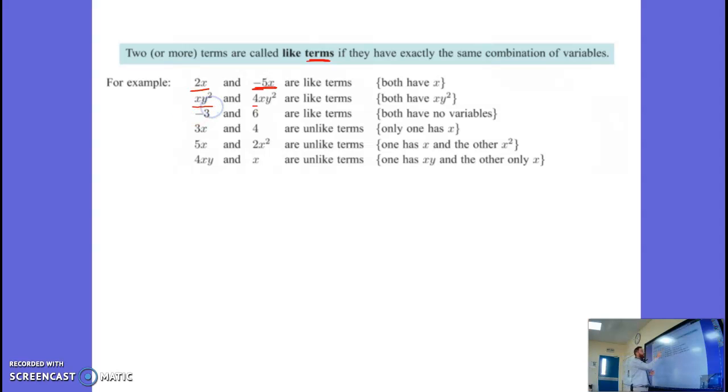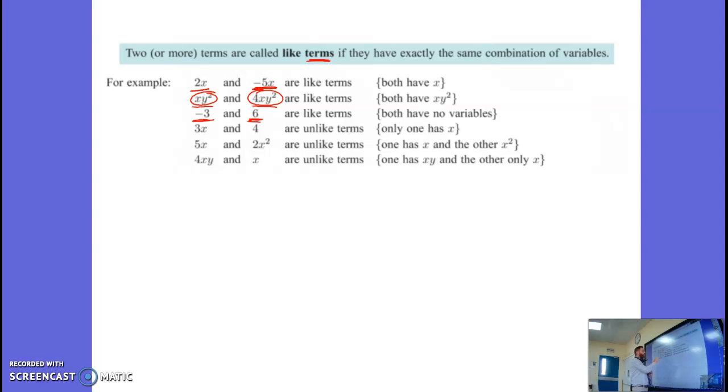xy squared and 4xy squared, they're also like terms because they are multiples of xy squared. Minus 3 and 6, they're like terms. They are both what we call constants, which we'll come to in a sec. They're both numbers, just numbers. So we can collect them together.